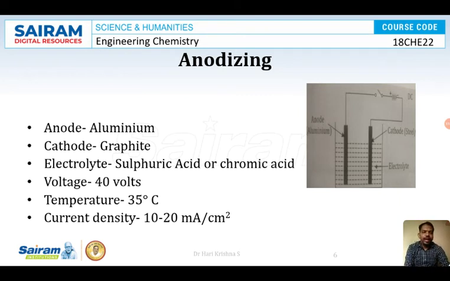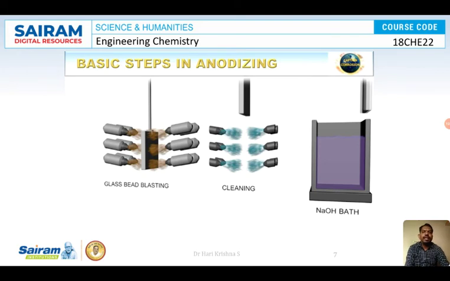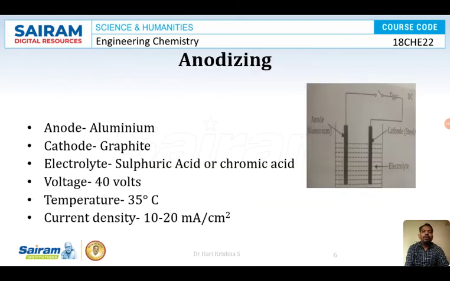The metal to be anodized is cleaned and made as anode, and an inert metal is made as cathode. The electrolyte is sulfuric acid or chromic acid, and both are dipped in it. These are connected to an external DC power supply, and around 40 volts is given. At 35 degrees Celsius, the anodizing will occur. What are the electrode reactions at anode? Aluminum undergoes oxidation and forms Al2O3. That Al2O3 will be deposited on the surface of the anode.